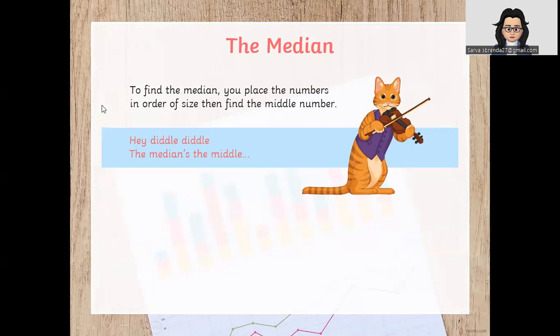So let's see. According to our rhyme, to find the median, you place the numbers in order. So first remember, order is important. And then you find the middle number. All right, so let's look at another new set of data, 5, 7, 5, 8, 2, and 1. So what do we do first? Order them, rearrange them in an ascending order. So you'll have 1, 2, 5, 5, 7, and 8.